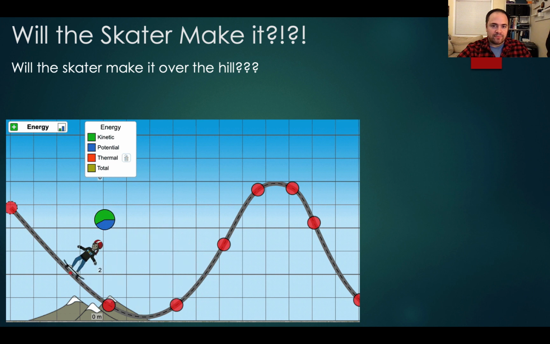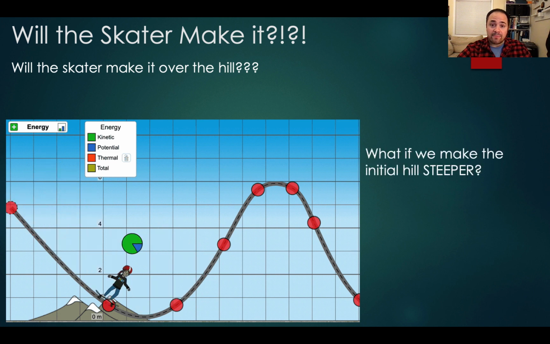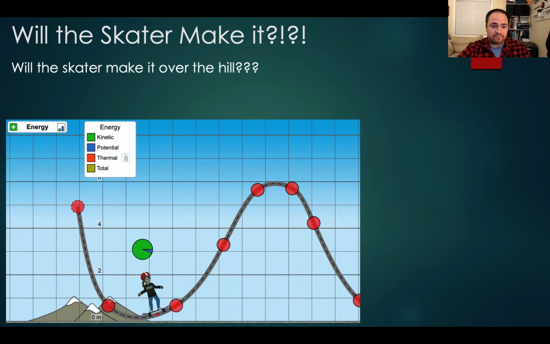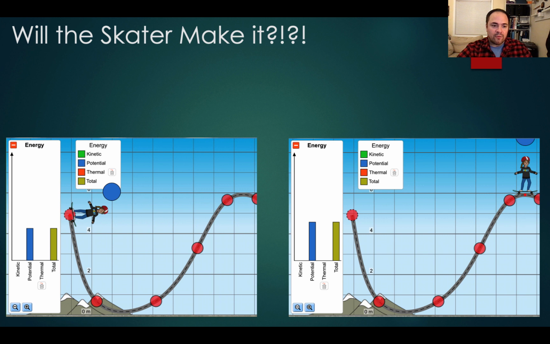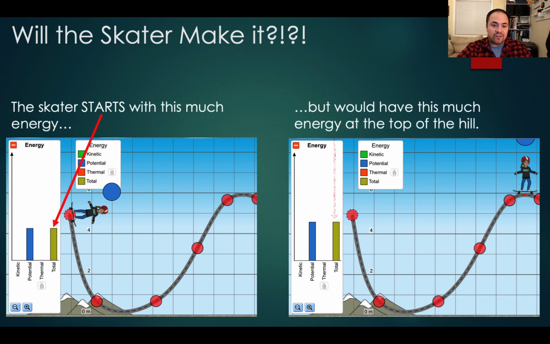Not quite. Well, what if we made the ramp steeper? Well, still not quite getting there. But why? What is happening here? Well, if we take a look at the energy that the skater started with versus the energy that they're ending with at the top of the hill, or that they would need to get to the top of the hill, we can see that they end up with more energy than they started with.